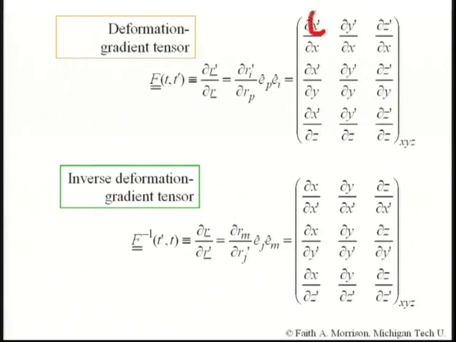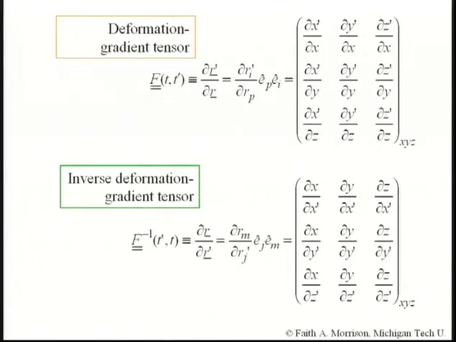So the prime is the old, this F is telling us we're going from t to t prime. So x prime, y prime, z prime is the new location of the particle. X, y, z is the old location. And this is just organizing it. We haven't said much about it, but somehow it should be related to the change in shape when we go from one state to another.